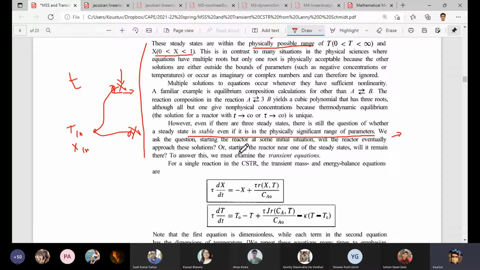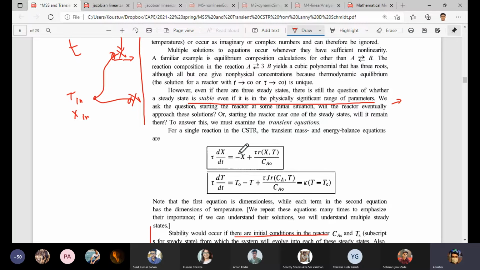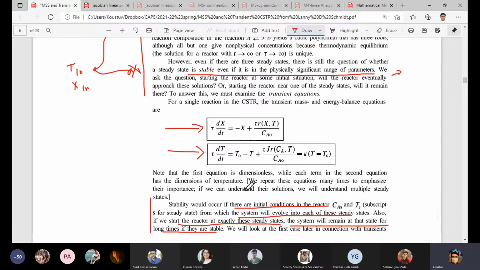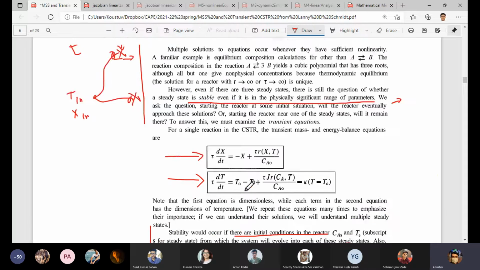So in order to do that, we first have to write down the full transient equations, that means keeping the time variation term, and then we will take up some mathematical approach.